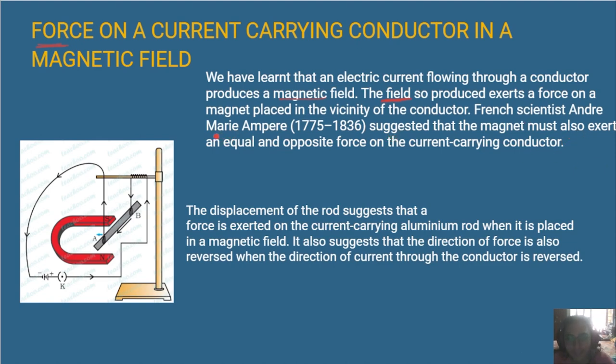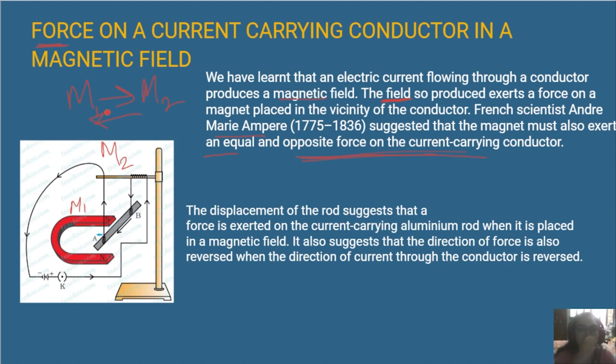So the French scientist Andre Ampere suggested that the magnet must also exert an equal and opposite force on the current carrying conductor. So basically, if you look at this picture, the magnet here, like the horseshoe magnet, is exerting a force because it also has a magnetic field. Let's say the horseshoe magnet produces a magnetic field M1, and the current carrying conductor, as we know, is producing a field M2. So M1 produces a force on M2 and M2 produces an equal and opposite force on M1, by Newton's third law of motion.